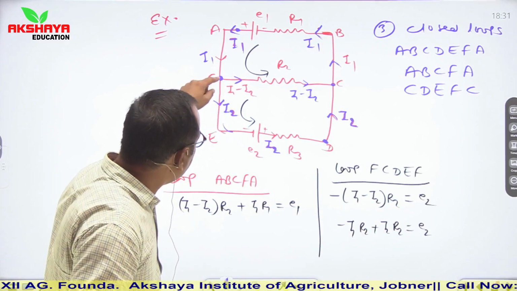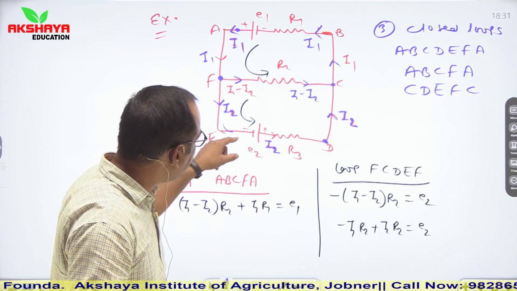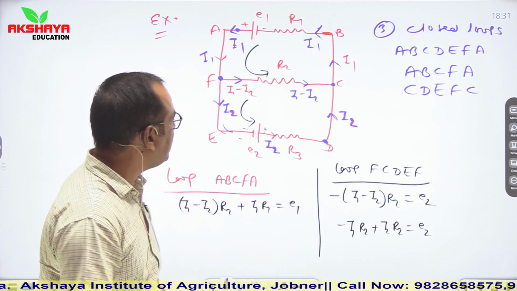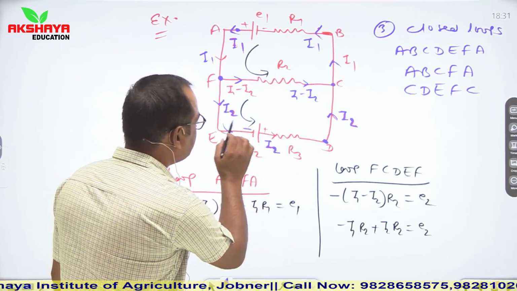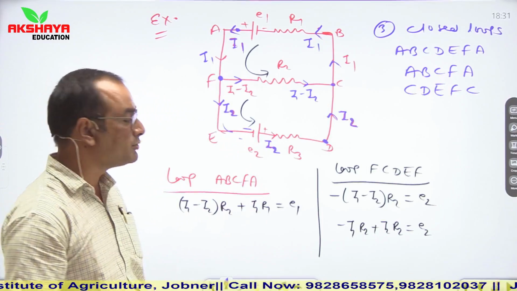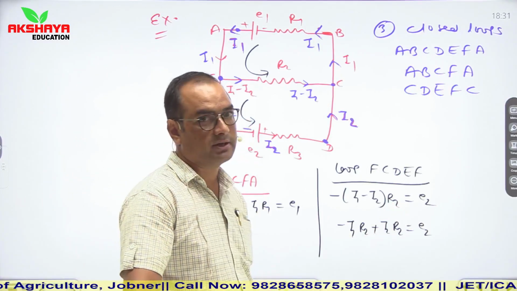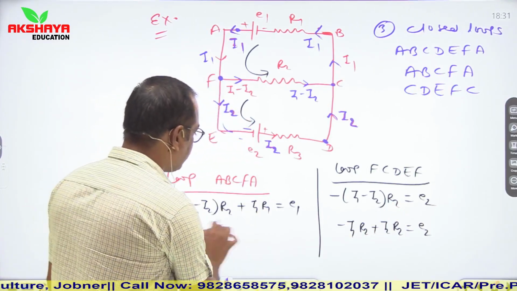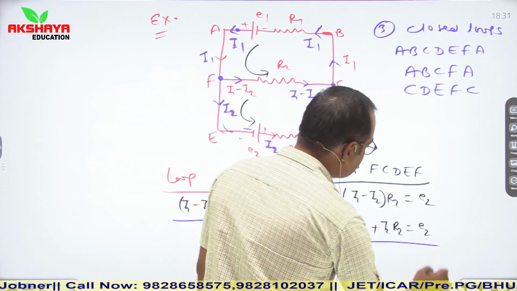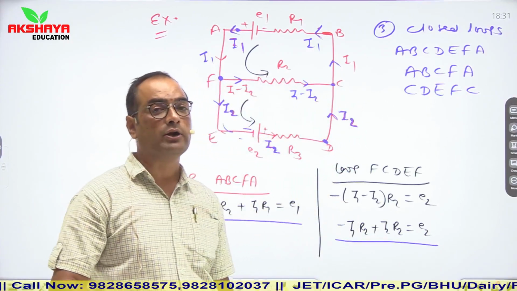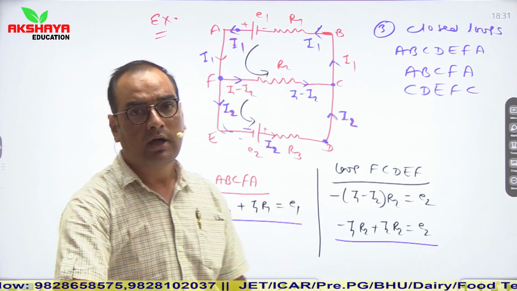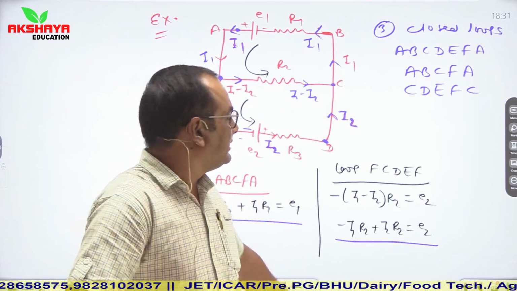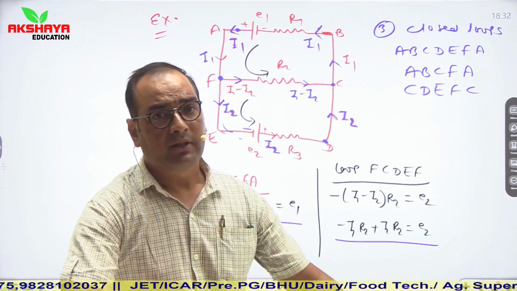See, from F to E no appliance is connected, and then we move towards cell E2, where the negative terminal comes first, so its EMF is again taken as positive. So this is the relation. We have got these two equations, and from these two equations we can calculate any two unknown values. So that's it from today's class.